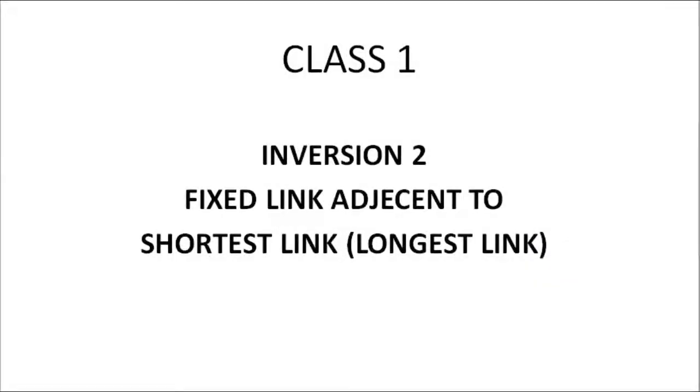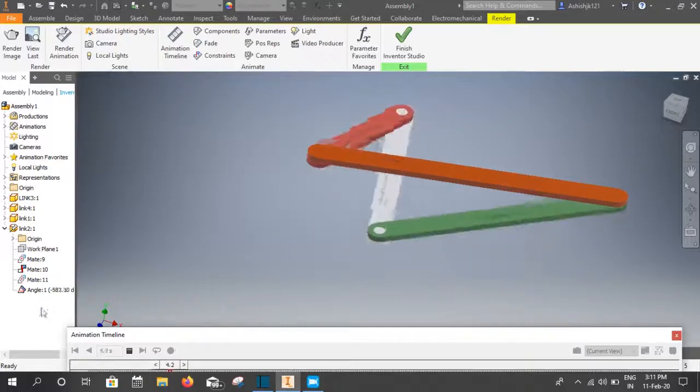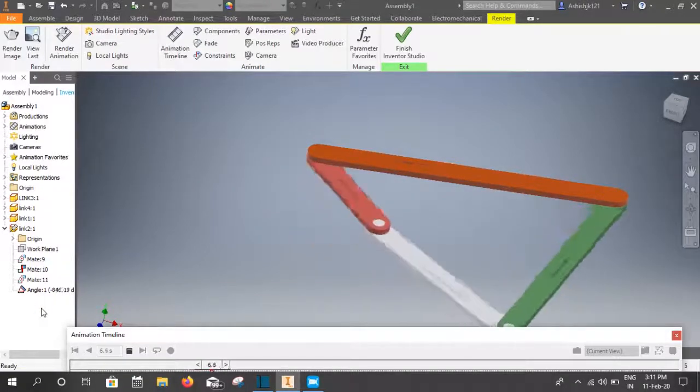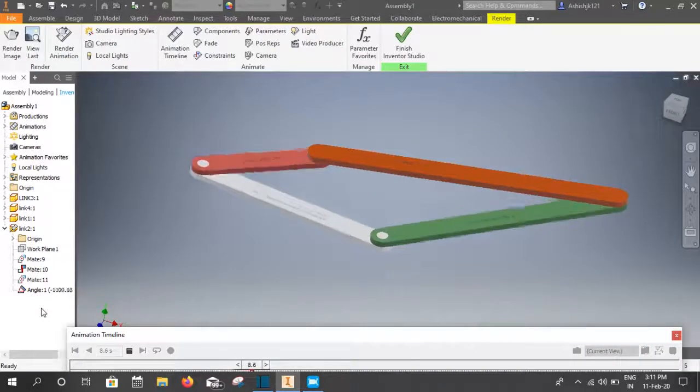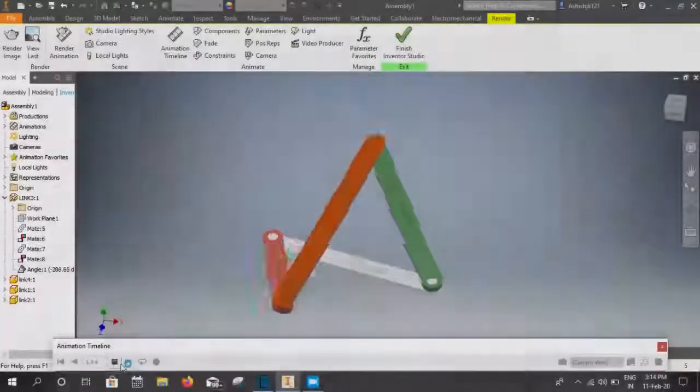Inversion 2 and 3 are obtained by fixing either of the links adjacent to the shortest link. This results in crank rocker mechanism.